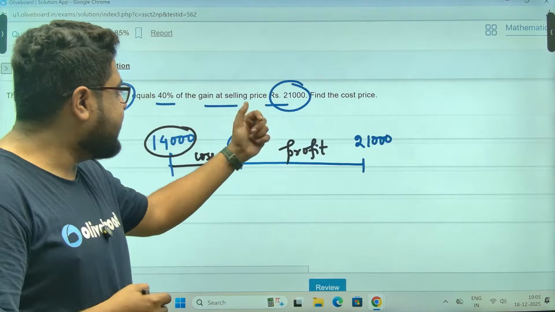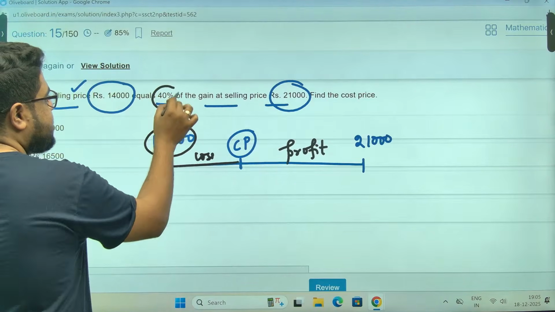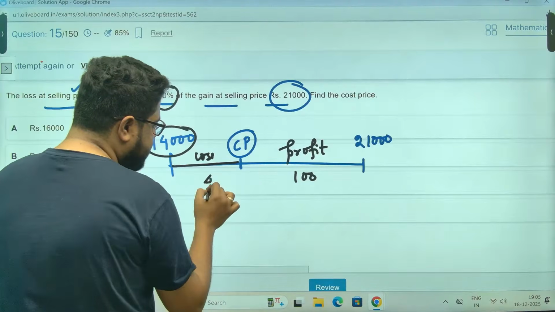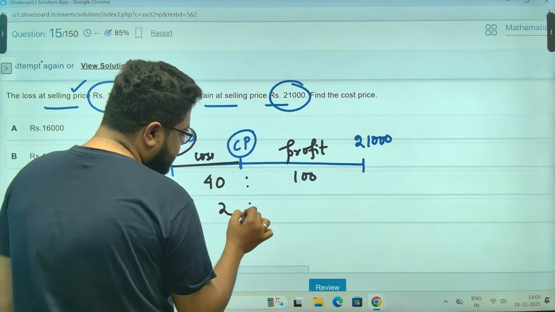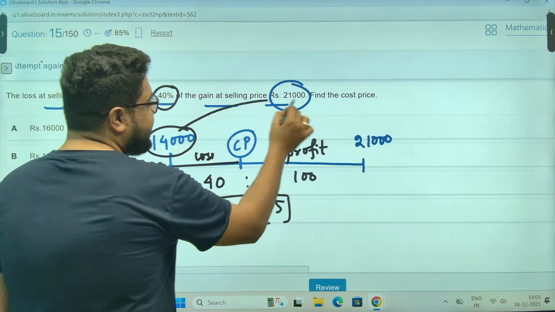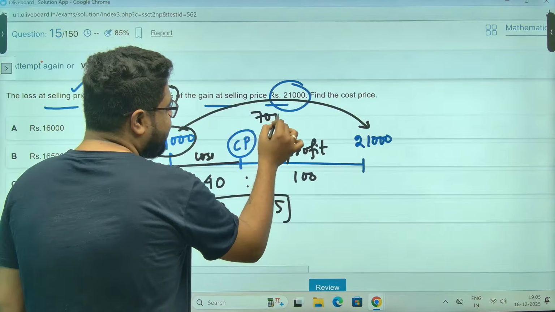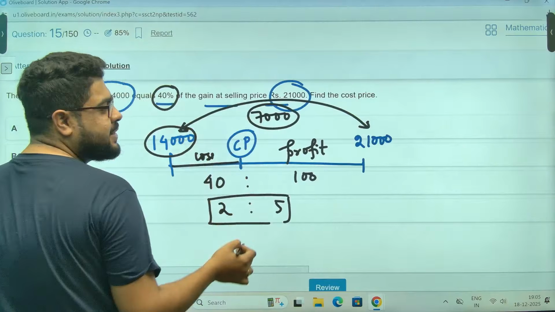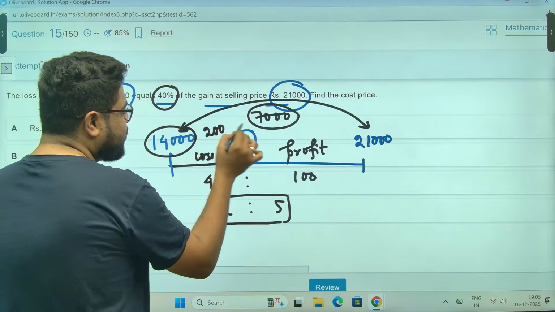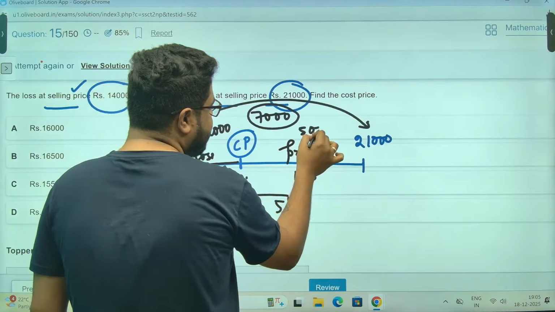Now, this is given. They are saying this loss is 40% of the gain. Meaning, if this gain is 100, this loss is 40. Meaning, this ratio is 2:5. So, this total gap is 7,000 rupees, between 14,000 and 21,000. This ratio is 2:5. Meaning, can I say this is 2,000 rupees, this is 5,000 rupees?